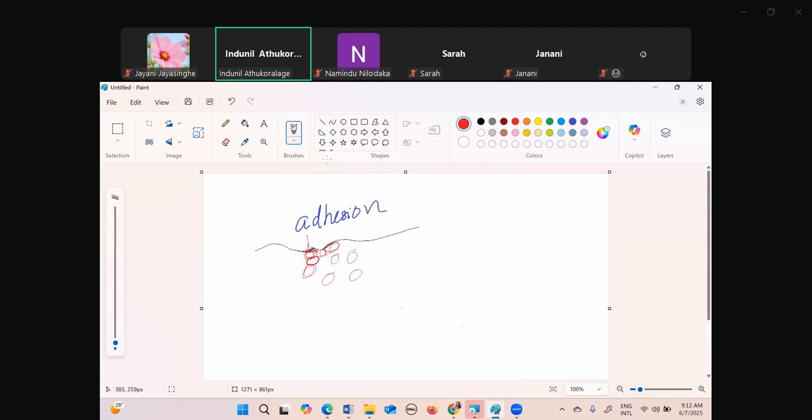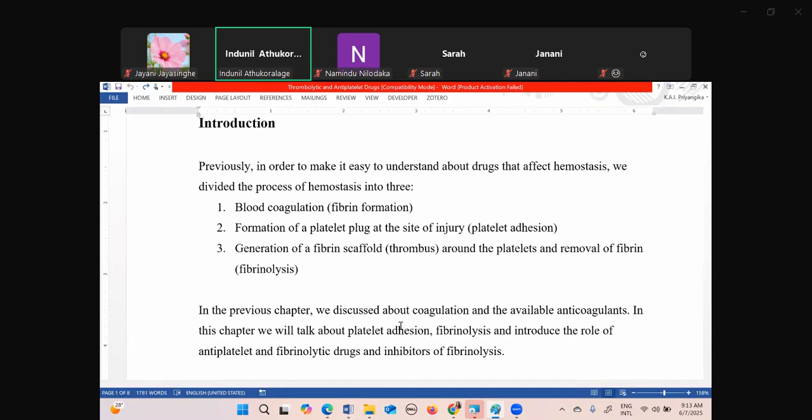So when the platelets get together, they have to stick to each other. So that is known as aggregation. Aggregation is a general English term, and adhesion is also a general English term. Aggregate means like they get together. So these two processes, adhesion and aggregation, will happen. Right? Is that clear? Is it clear now?